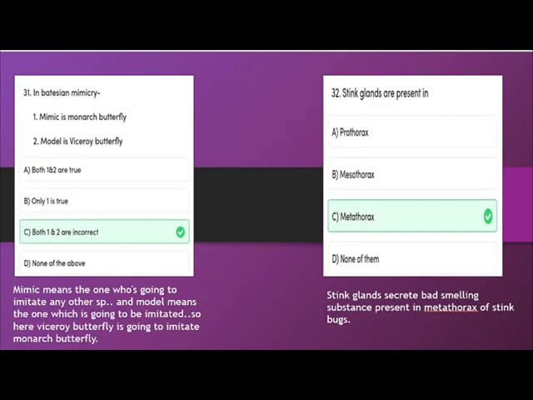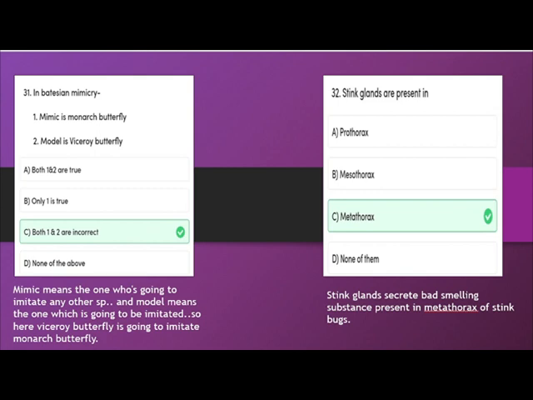The next question. Statement type. In Batesian mimicry, statement 1 is the mimic is monarch butterfly, and statement 2 is the model is viceroy butterfly. And in this case, the answer is both statement 1 and 2 are incorrect. The mimic means the one who is going to imitate the other species, and the model means the one which is going to be imitated. So here viceroy butterfly is going to imitate the monarch butterfly.